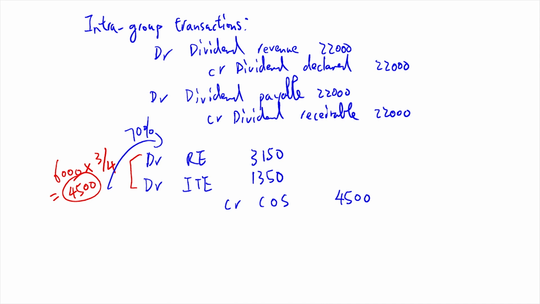So with any prior year sales of inventory, the key is to look at the amount of unrealized profit. Once you have that, you can then complete the journal. So there will be the prior year sales of inventory.